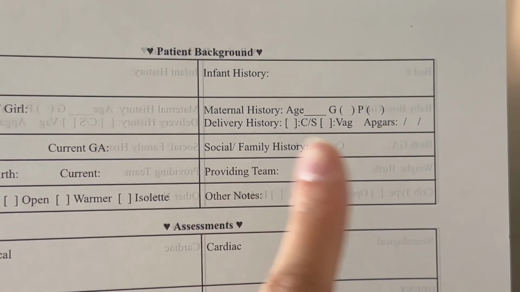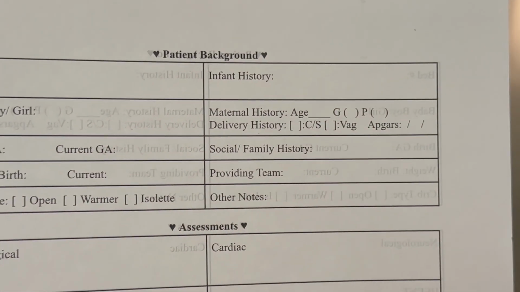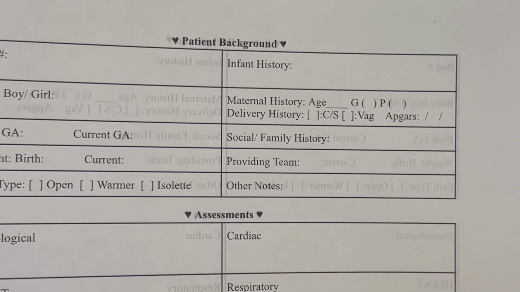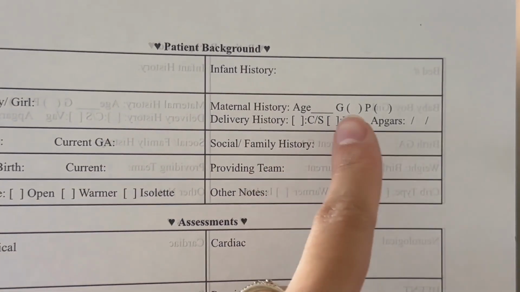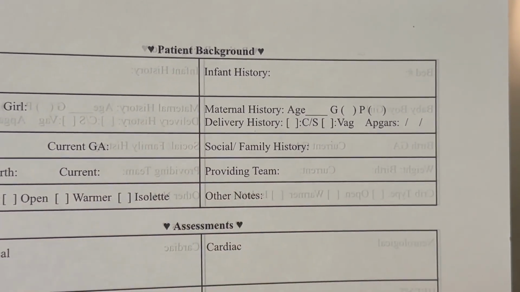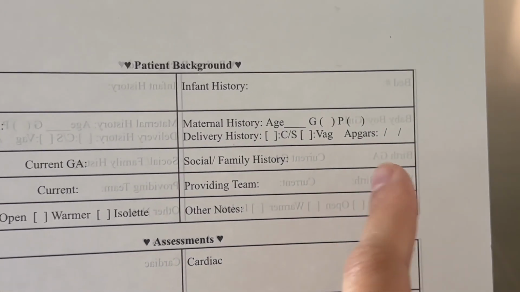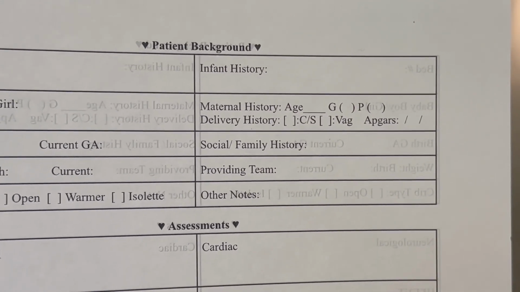And then I just have a little box for maternal history, so you're able to know how old mom is, her G1, or I always say G1, P1, but how many pregnancies they had and how many children they have. And then I have delivery history with the C-section, vaginal delivery, and then the APGAR scores for the baby. And I left 3 slots in case they need that 3rd APGAR.